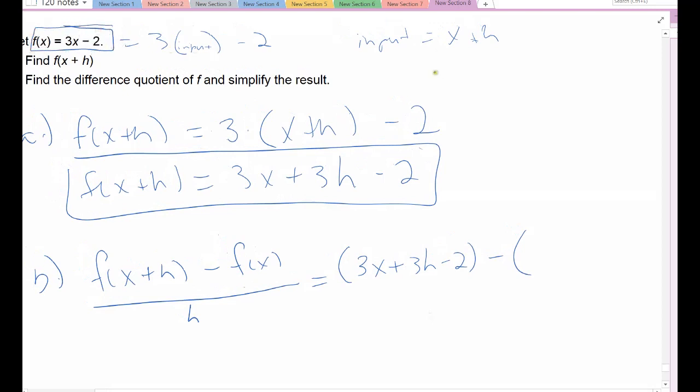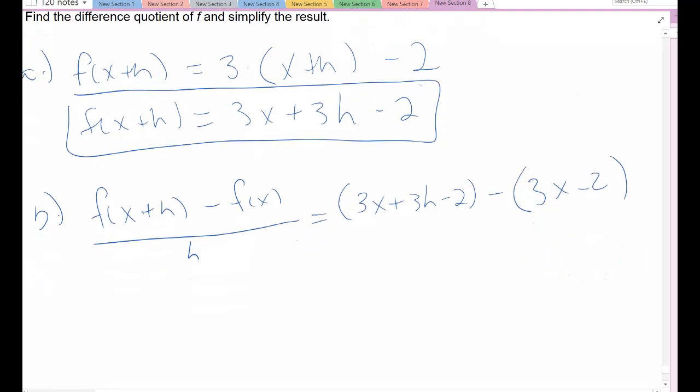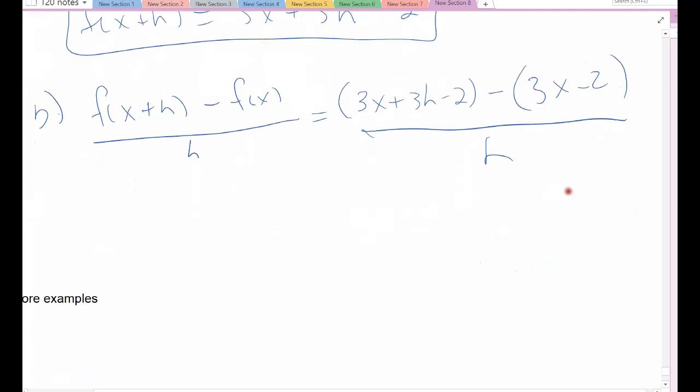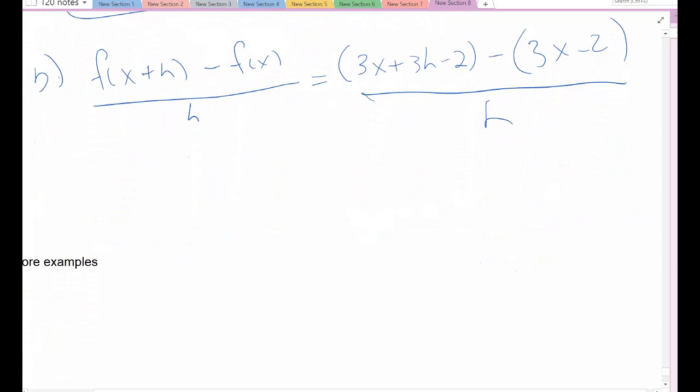So I go back up here. F of x was 3x minus 2. That's what goes in here, is what I'm subtracting. 3x minus 2, and I need parentheses because it's minus the entire expression. So I have to remember to distribute that, and that's an easy mistake to forget. And then it's all over h. Alright, and then that's step 1, getting it plugged in correctly. Parentheses, parentheses, parentheses.